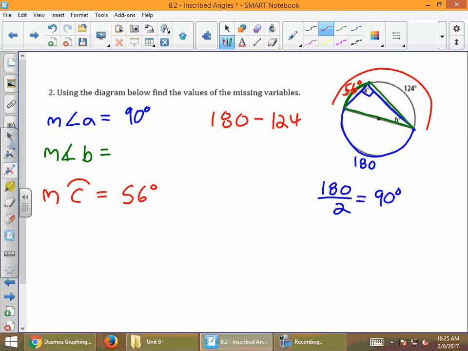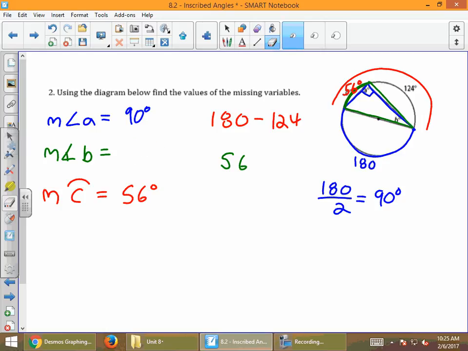Can that help me solve what B is? Yes, is the correct answer. How will I now figure out what B is? 56? Is this 56? All right, 56. Got it. 56 degrees. Good? I'm going to tell you it's wrong. Let's erase that out of there.